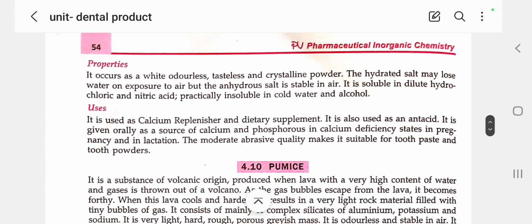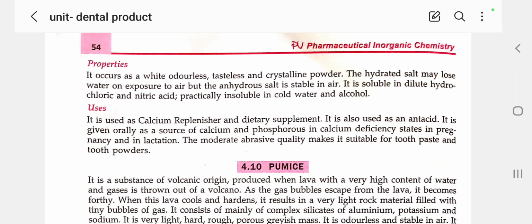Properties: it occurs as a white, odorless, tasteless, crystalline powder. The hydrated salt may lose water on exposure to air, but the anhydrous salt is stable, that means without water molecule it is stable compared to the hydrated salt, which loses water on exposure to air. It is soluble in dilute hydrochloric acid and nitric acid, and practically insoluble in cold water and alcohol.